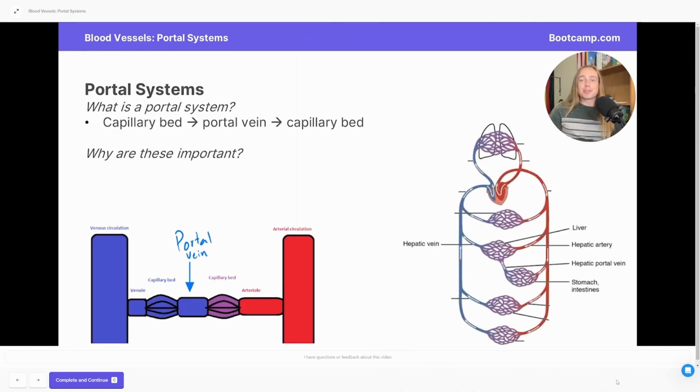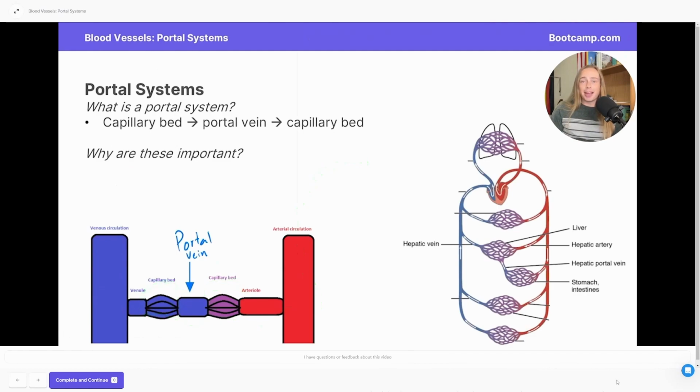Great, so portal systems are going to occur when two capillary beds are connected to each other via a portal vein. So if we take a look at this diagram on the left, if we're a red blood cell flowing through arterial circulation, we're eventually going to make it through an arteriole. From this arteriole then, we're dumped into our first capillary bed. After this, we enter a series of venules and veins that make up a portal vein because they're porting us to a second capillary bed.